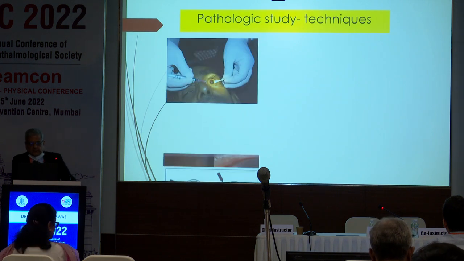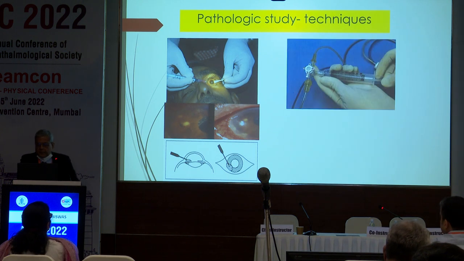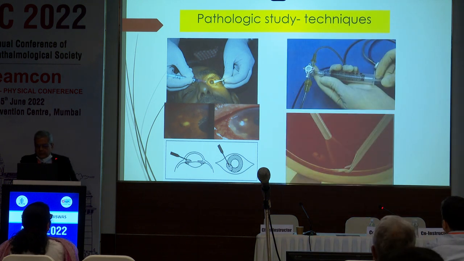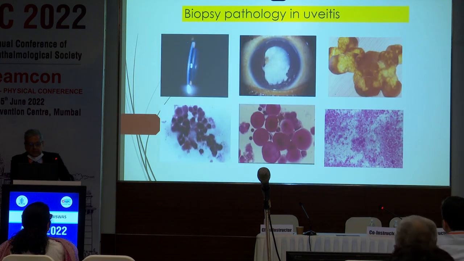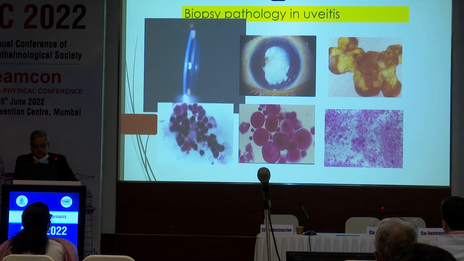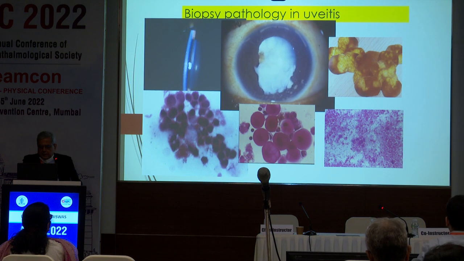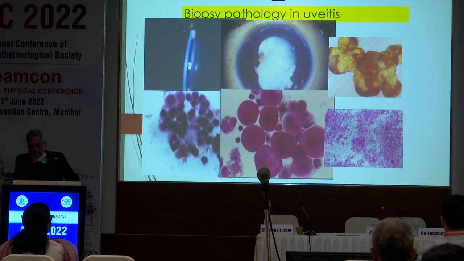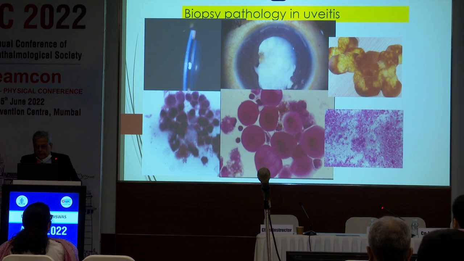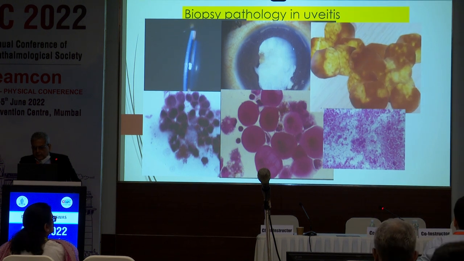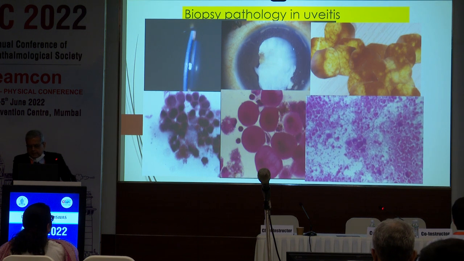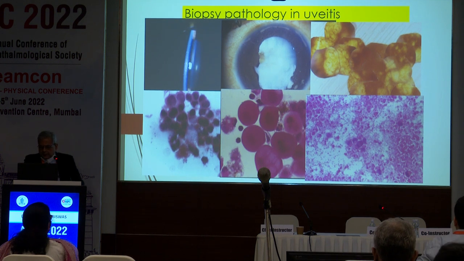For pathologic study, various techniques have been described: the anterior chamber aspirate, iris biopsy, vitreous biopsy, and then retinochoroidal biopsy. We get the biopsy pathology from the various specimens. For example, this is a case of pseudohypopyon, where we get large, basically cohesive cells suggestive of retinoblastoma. And this is a case of lens-induced uveitis, where you could see large macrophages laden with the lens material. And this is the fine needle aspiration biopsy of a large cell lymphoma, or primary vitreoretinal lymphoma, where you could see large lymphoma cells in a necrotic background.